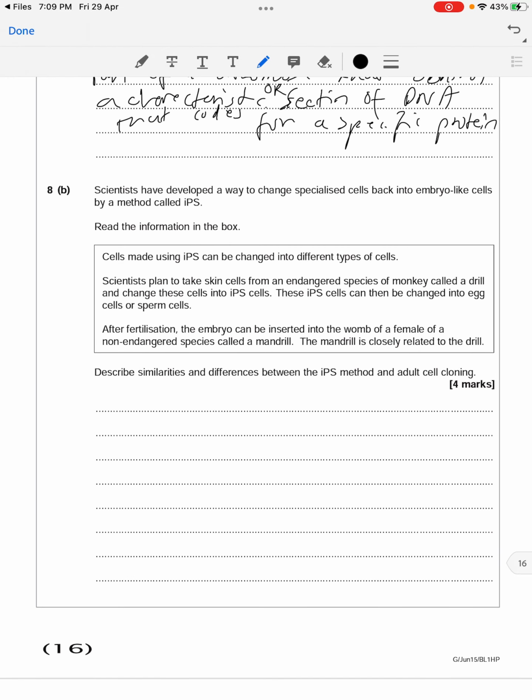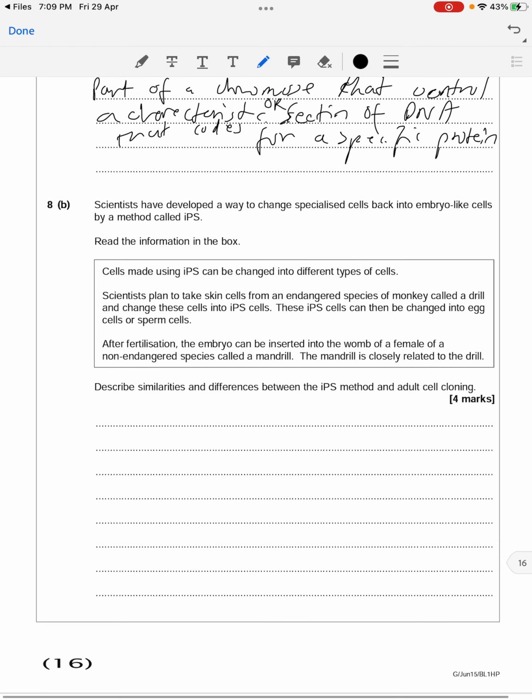Right. Okay. So scientists have developed a way to change specialized cells back to embryonic-like cells. iPS cells can be changed. Scientists plan to use skin cells from an endangered species of monkey called a drill, and change these cells into iPS cells, which can be changed into egg cells or sperm cells. After fertilization, the embryo can be inserted into the womb of a female of a non-endangered species called a mandrill, and the mandrill is closely related to the drill.